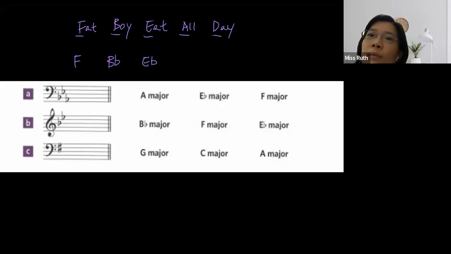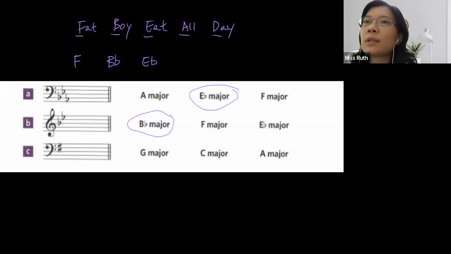So for the major name with 3 flats, it should be E flat major. So obviously it is this one. And for 2 flats, the second member in the sentence is B flat.